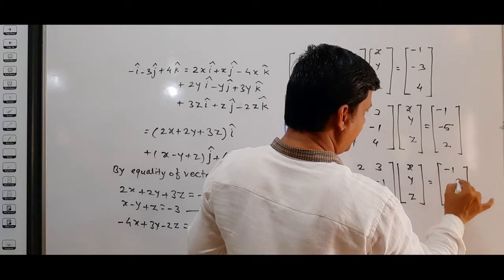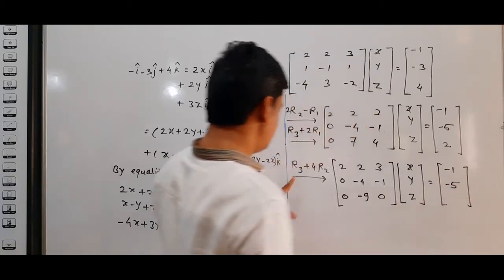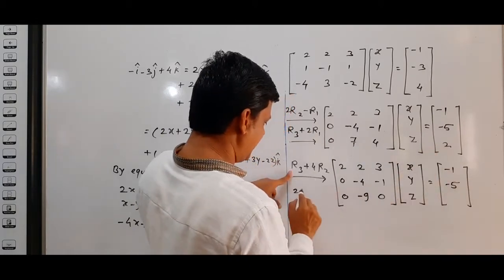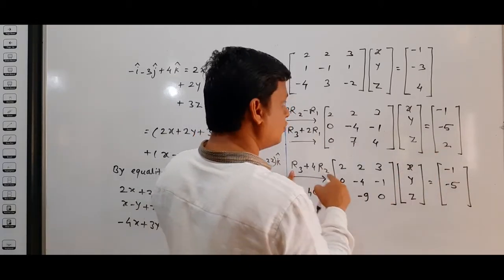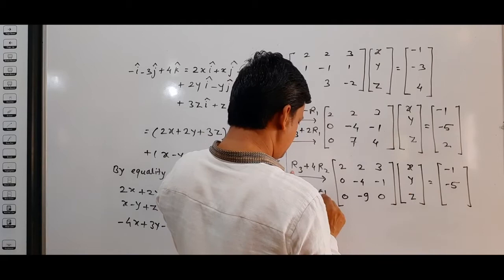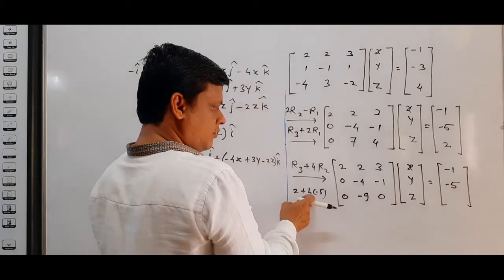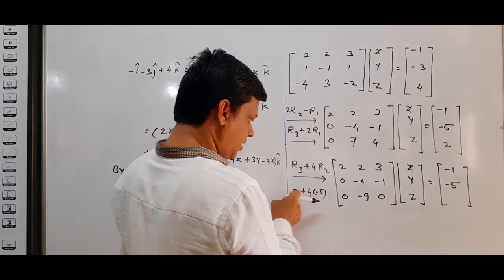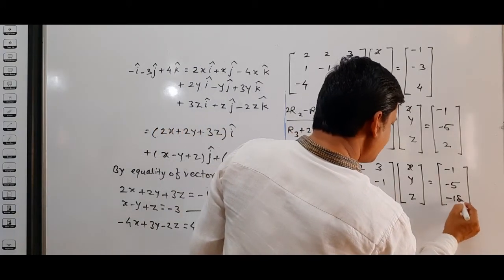Write first row element, second row element as it is. Now we have to apply this formula. R3 is 2. R3 is 2 plus 4 times R2. R2 is minus 5. So here we get 4 5s are 20, so minus 20 plus 2 we get minus 18.